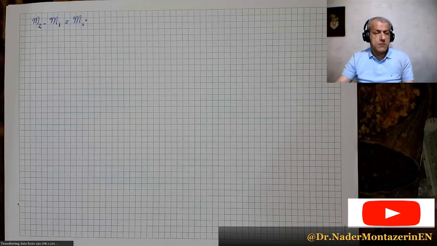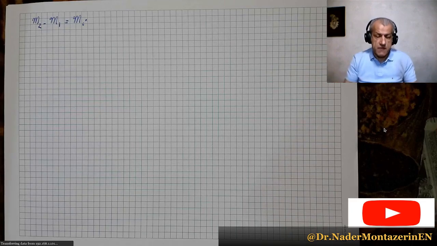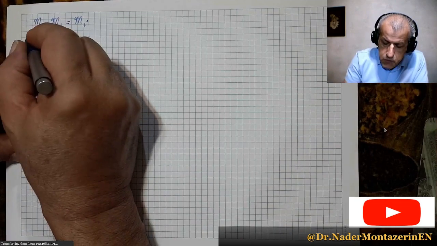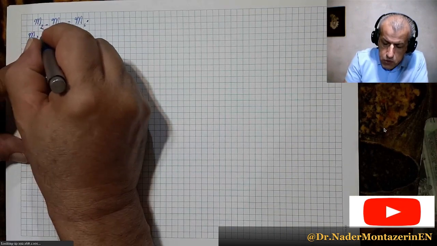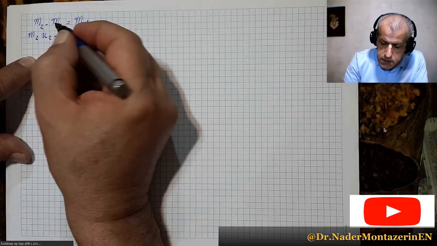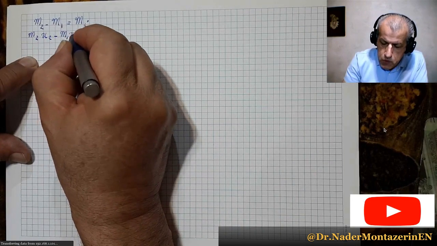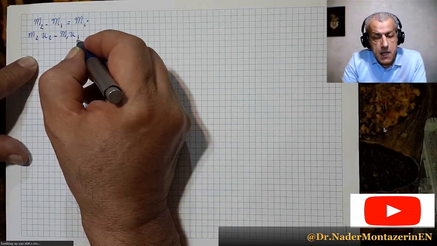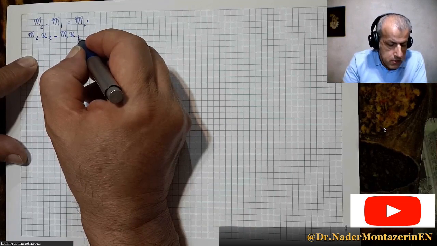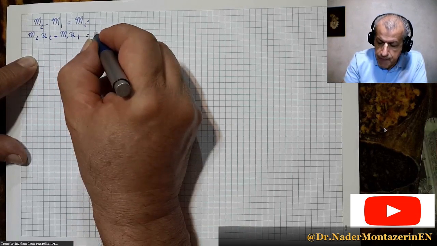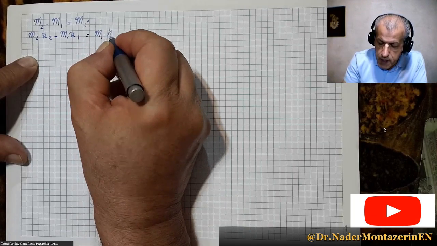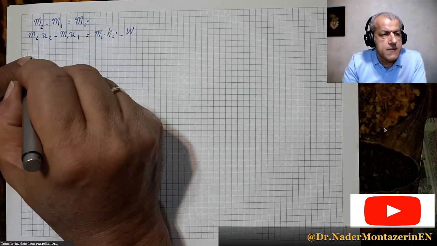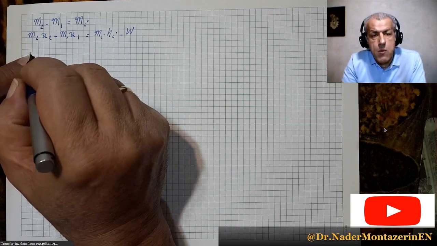So the simplified version of the energy equation would be m2 u2 minus m1 u1, which is the change of energy inside our control volume, and this equals mi hi minus W, which is the work.